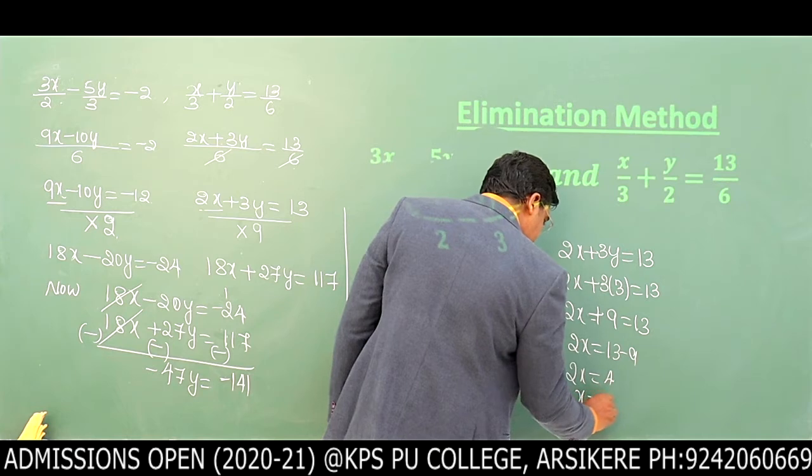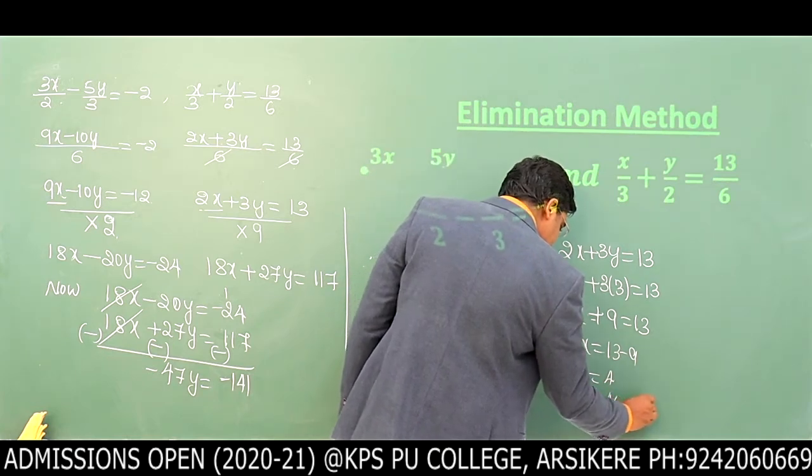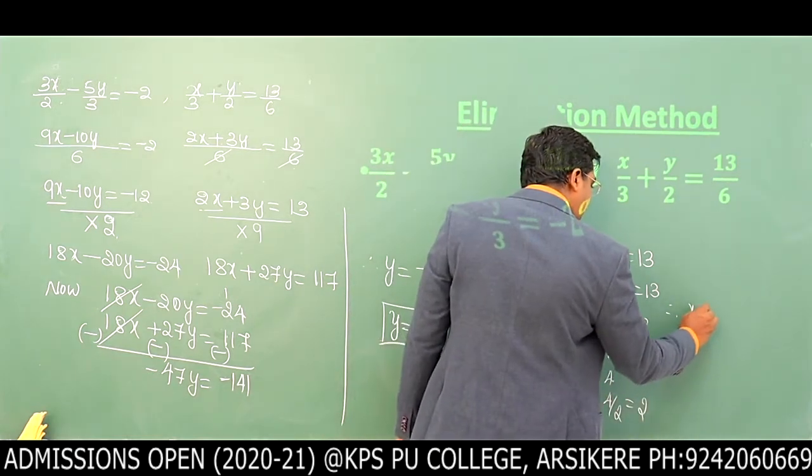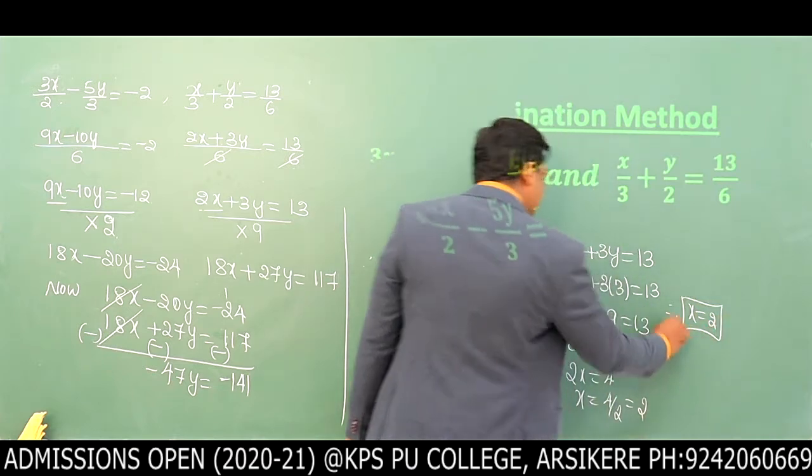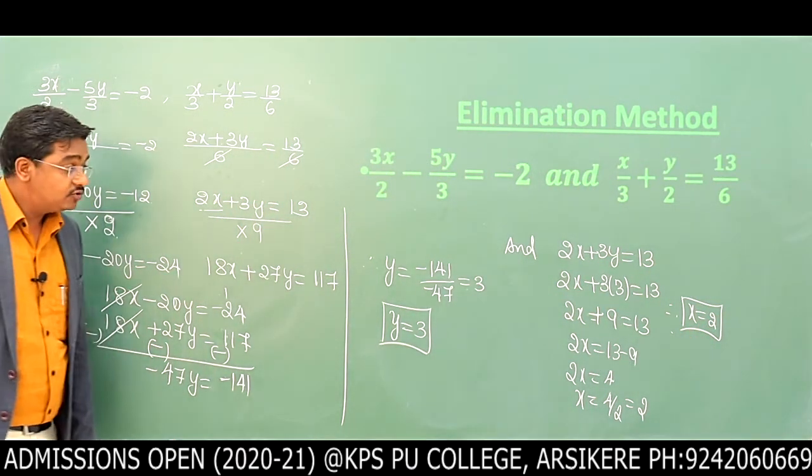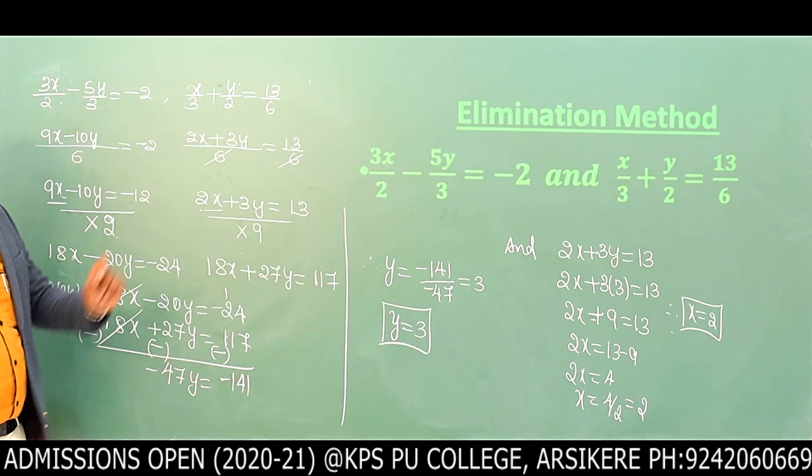What is the x value then? 4 divided by 2. This reduces to 2. Therefore the value of x is 2. So these are the values of x and y using the elimination method.